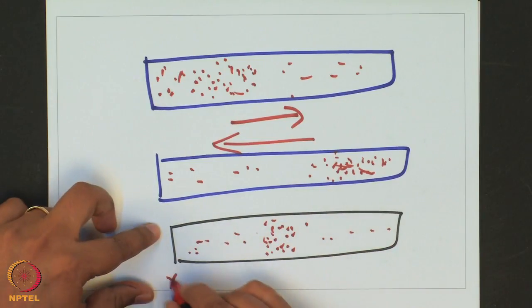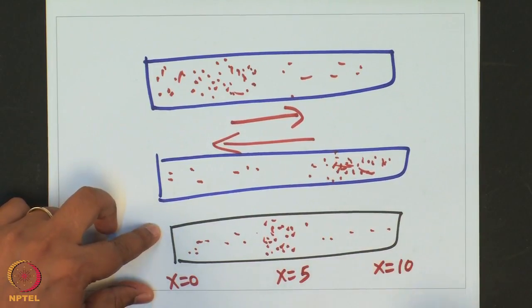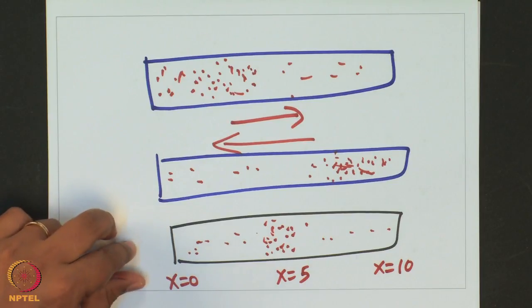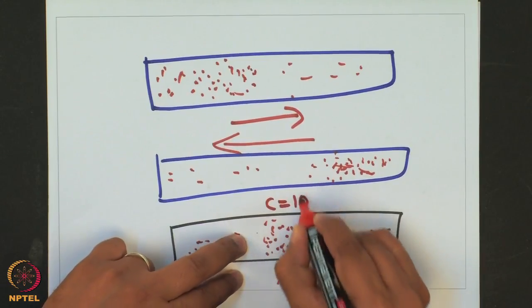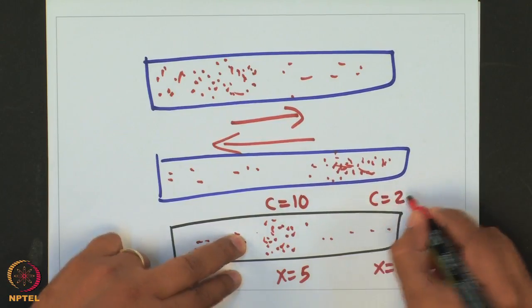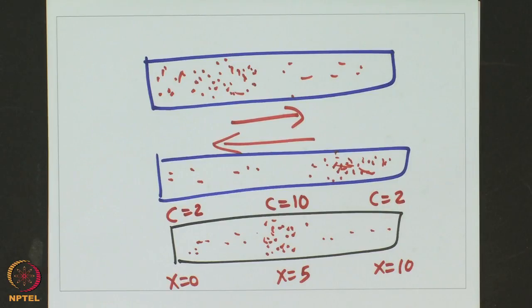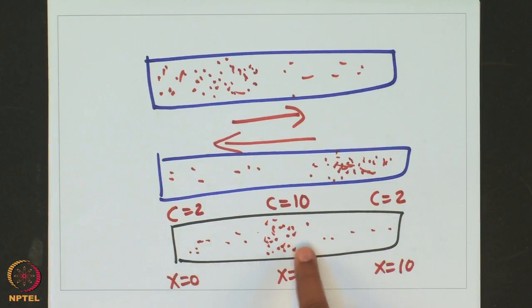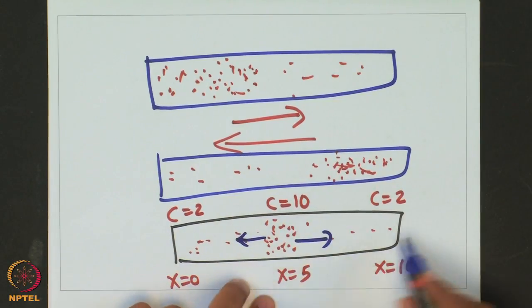Let us say this is x equal to 0, this is x equal to 5 and x equal to 10, all in the same unit, let us say micrometers. If I have this and the concentration here is equal to 10 micromolar, which is the unit of concentration, and let us say here C is equal to 2 and here is also C is equal to 2. So, high concentration in the middle, low concentration on either side. Even here the flow will happen to both sides. From the center it will flow to either side.